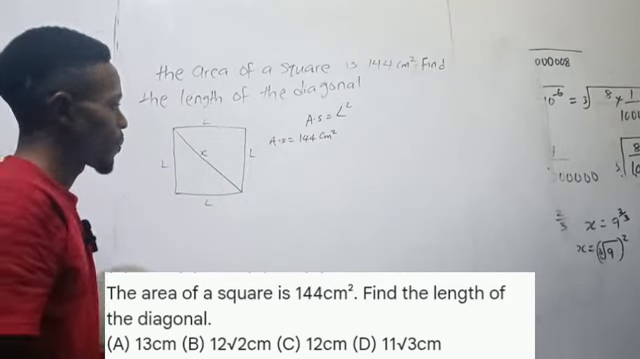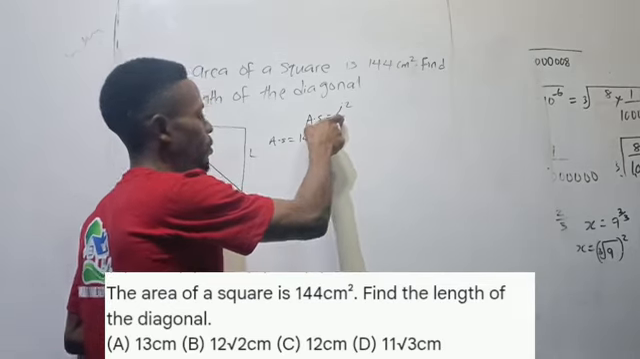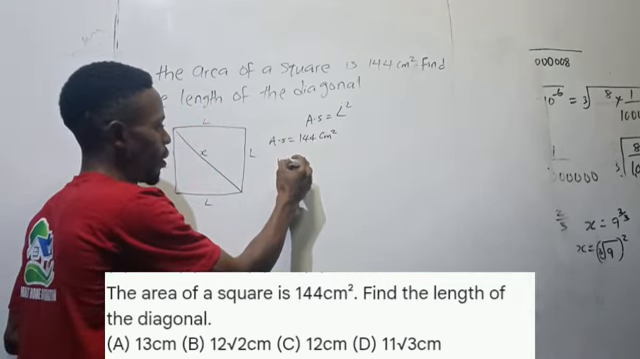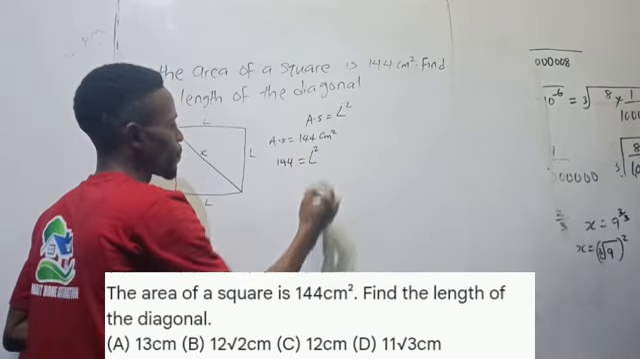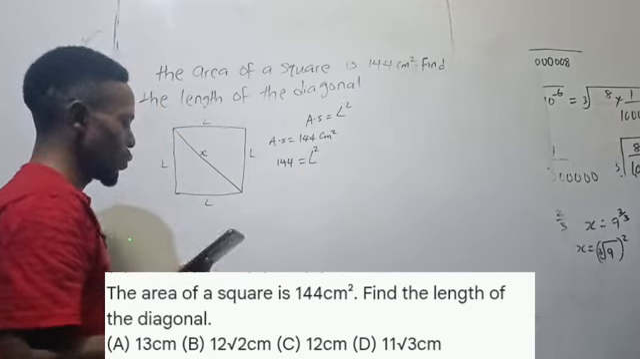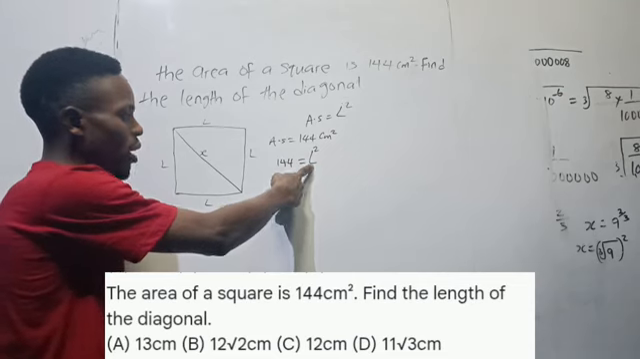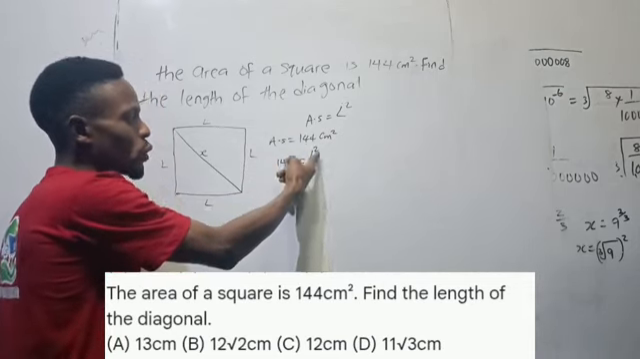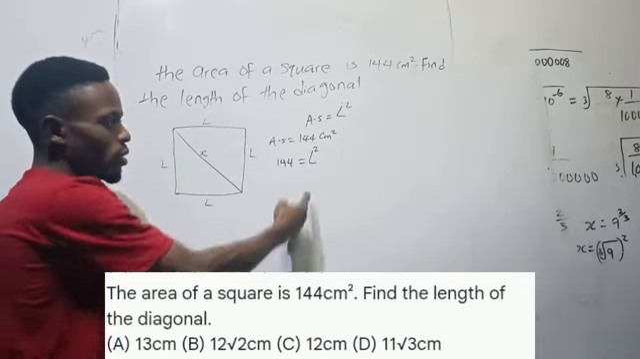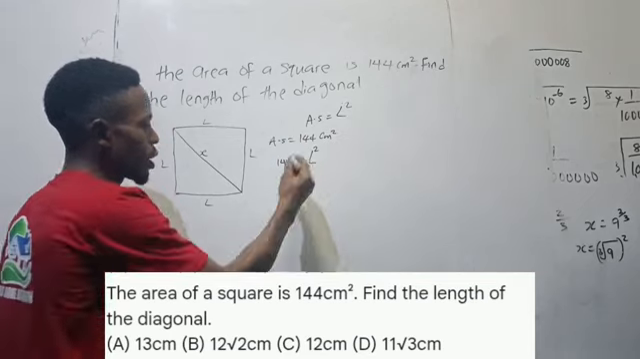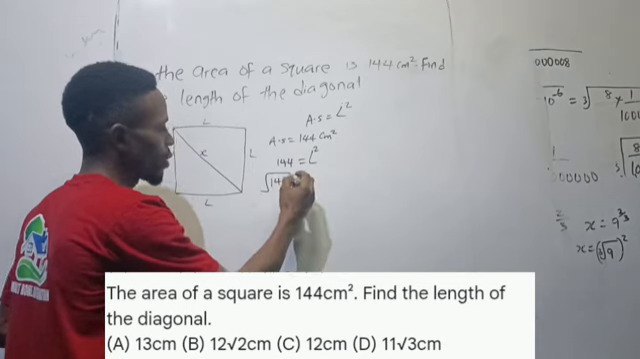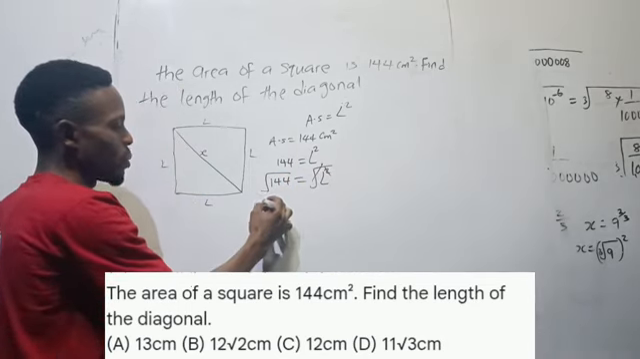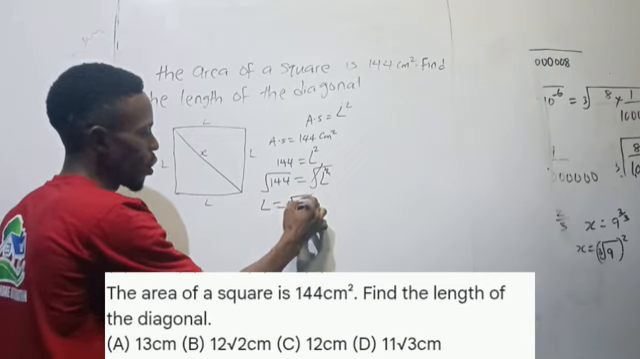Now, let's quickly dive into it. Let's substitute the area of the square into the formula we have here. The area of a square is equal to L square, and the area is represented as 144, so 144 is equal to L square. What's the next thing to do? The next thing is to make L the subject of the formula. Here, L has a power of 2. To cancel this 2, we take the square root of both sides. So the square root of 144 is equal to the square root of L square, and the square and the square root cancel. So our L is now equal to root of 144.